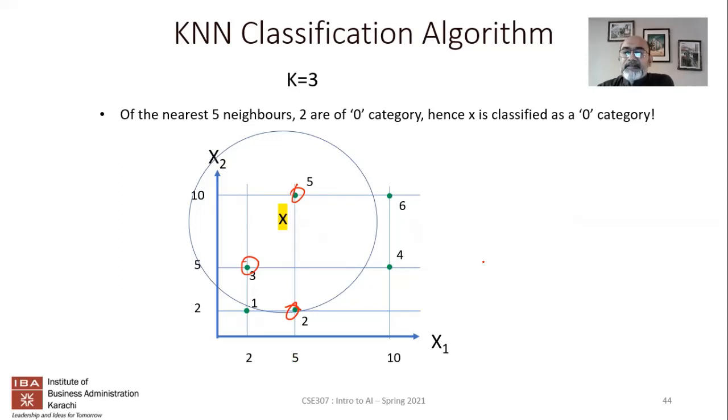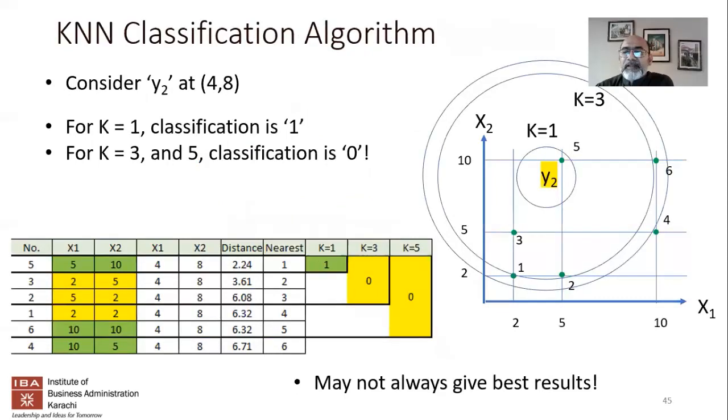So this tells you some of the problems with the KNN classification algorithm as well. Okay, but it's still a very popular algorithm. Now let's take a look at some other issues with the KNN algorithm. Now let's take a look at the specific case of y2. So I've already shown you for k is equal to 3, it comes up with 0.